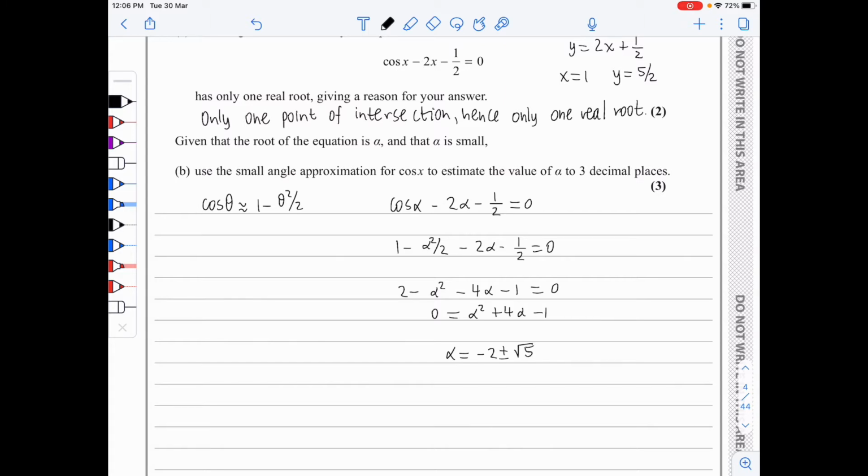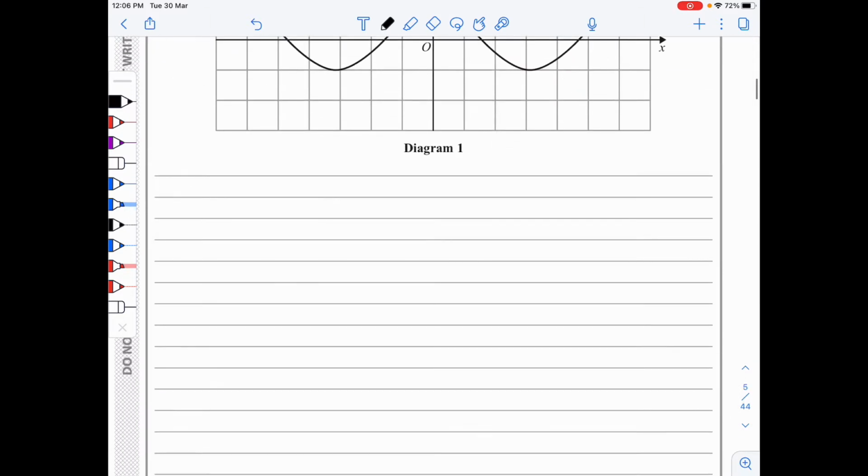Now, I cannot accept both of these because we are told that it's the value of alpha that we need to estimate. We pick the smallest of the two, the one that's closest to 0. So we're going to pick minus 2 plus root 5. And because we are told to give answers to 3 decimal places, that's going to be 0.236. So that was the second question.